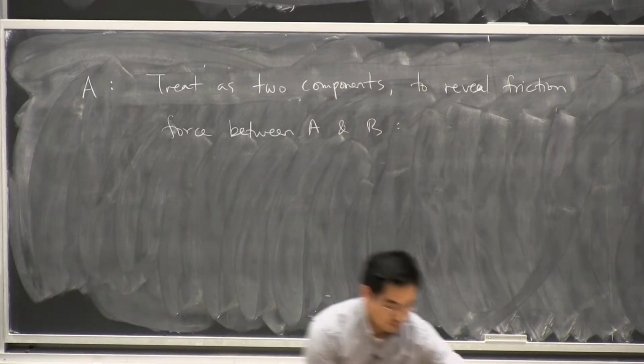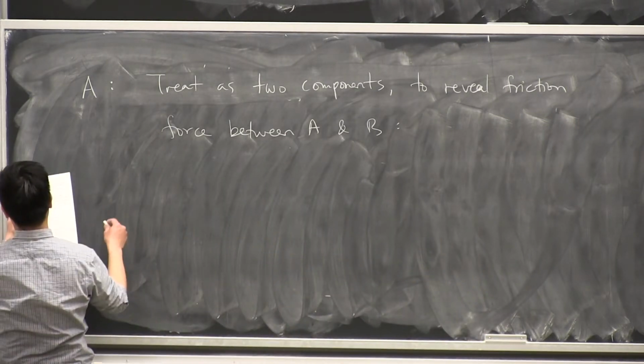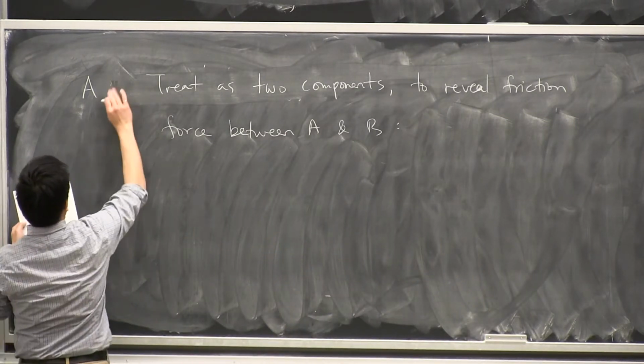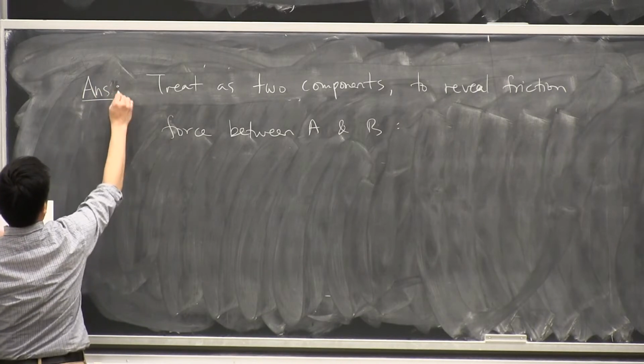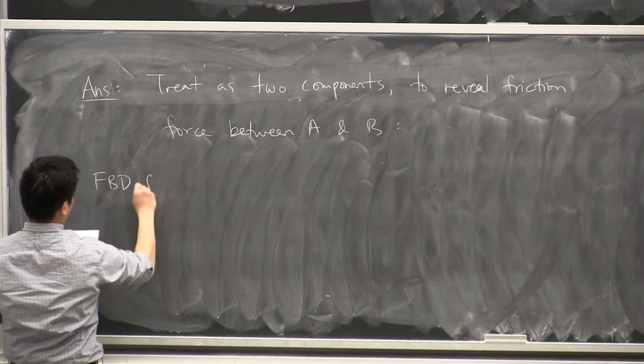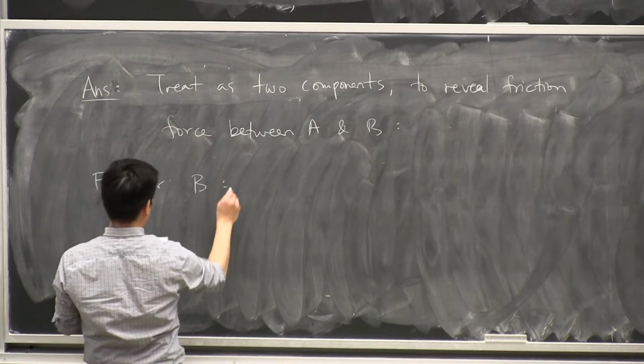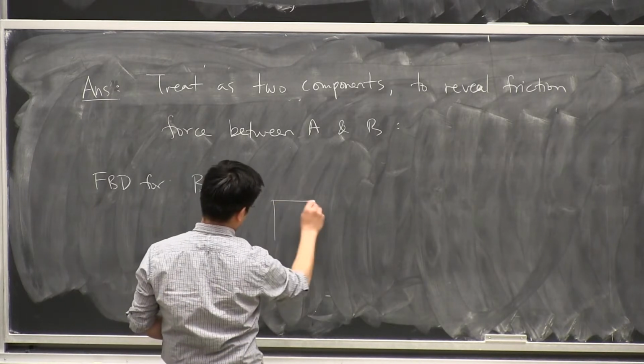Great. So let's go ahead and do the analysis. So you've got two free body diagrams now. So this A is actually my answer. So let's do free body diagram for, let's do it for block B first. So here's my block.